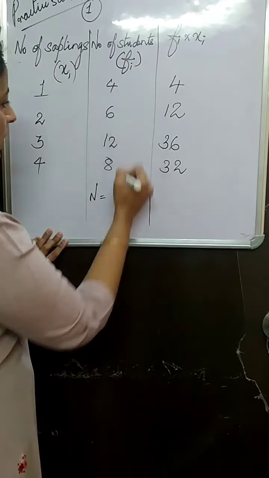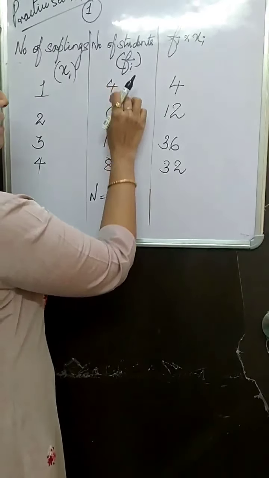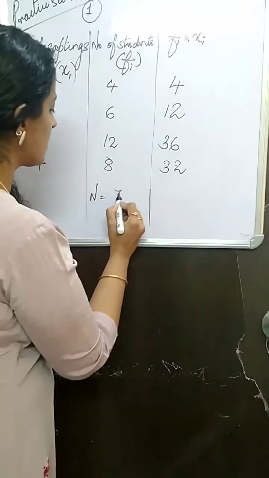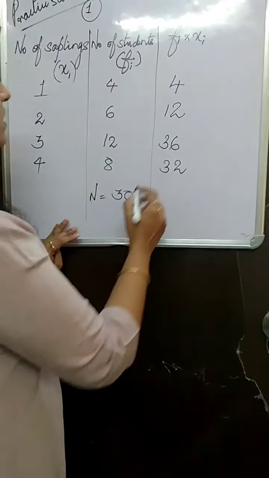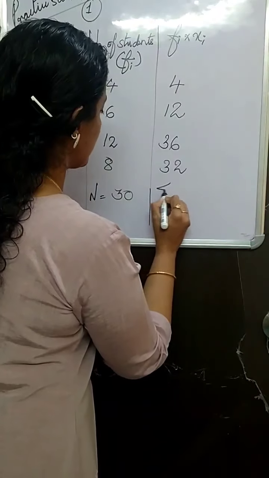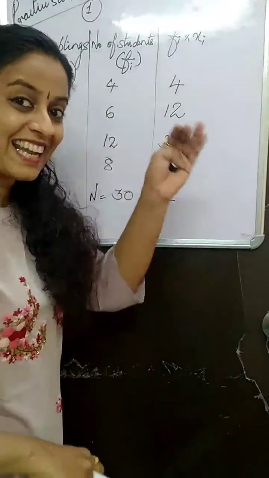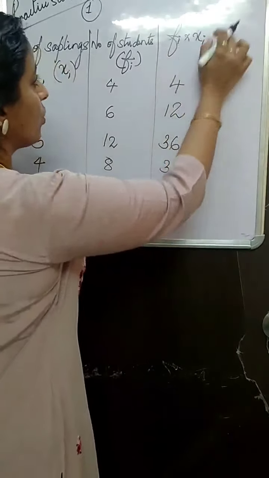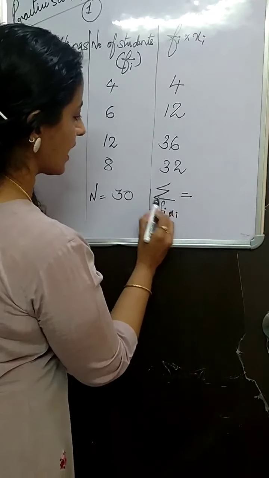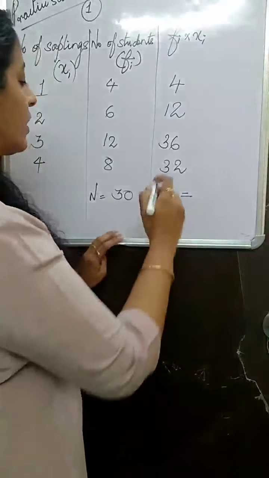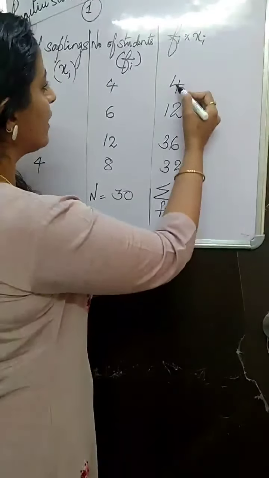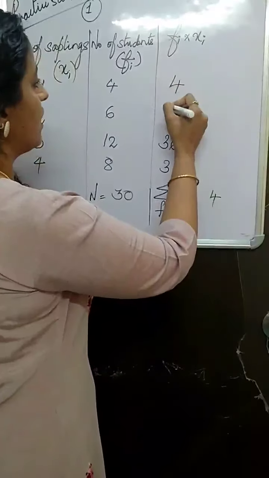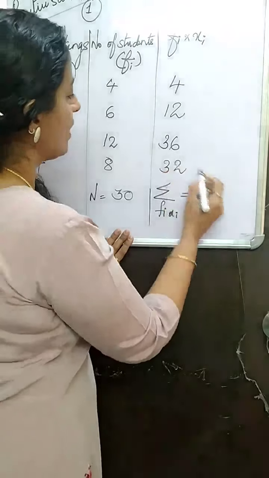Now the total of frequency. Total frequency is 4 plus 6, 10. 10 plus 12 is 22, and this is 30. Okay, 30 students. And here we have summation. This sign stands for summation, that is total, addition. Summation of fi xi. This is called the summation sign. This is the symbol for summation. Now please add: 4 plus 2, 6; 6 plus 6, 12; 12 plus 2, 14, carry 1; 2, 2 plus 3, 5, and 8.